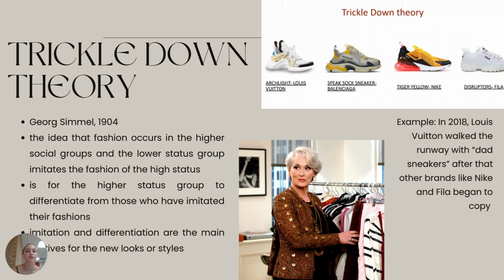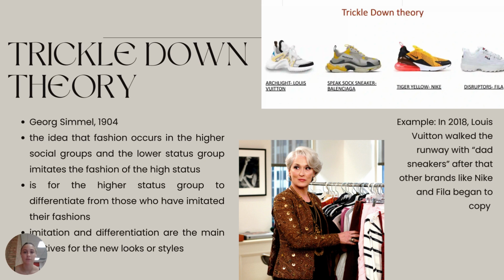So the first one that I chose to do was the trickle-down theory. It was created by Georg Simmel in 1904, and it is the idea that fashion occurs in the higher social groups and the lower status group imitates the fashion of the higher status. The higher status group then differentiates itself from those who have imitated their fashions, and that differentiation is the main motive for new styles and new looks. So it's basically just trying to differentiate the lower and the higher status.